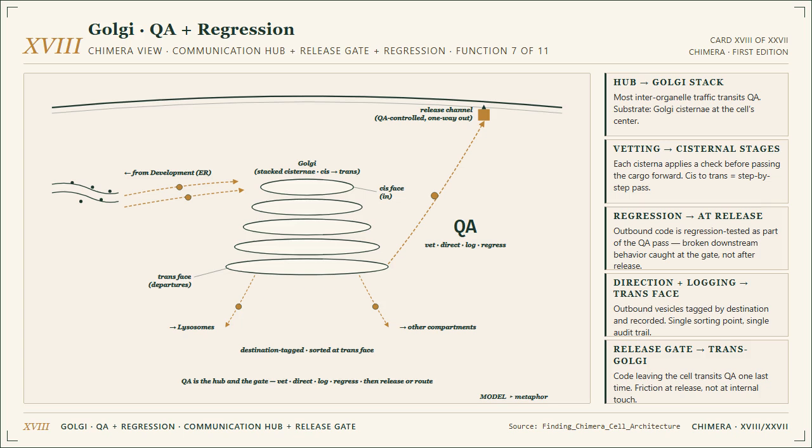A cell organizes specialized information processing in compartments. QA is the central communication hub where most traffic transits, and the release gate where every outgoing artifact gets one last vetting, including regression.